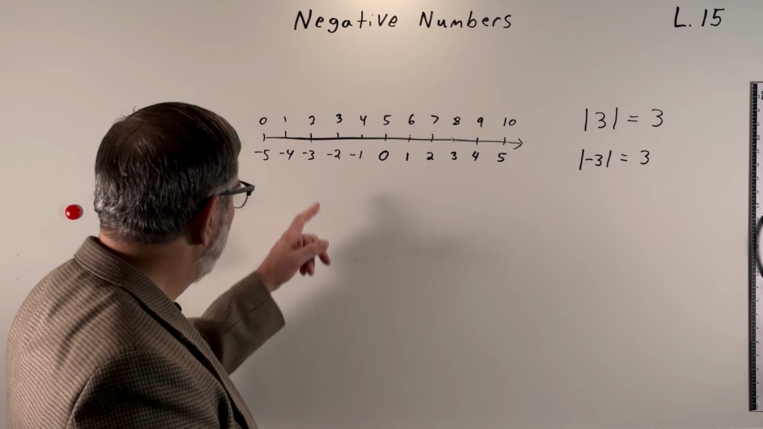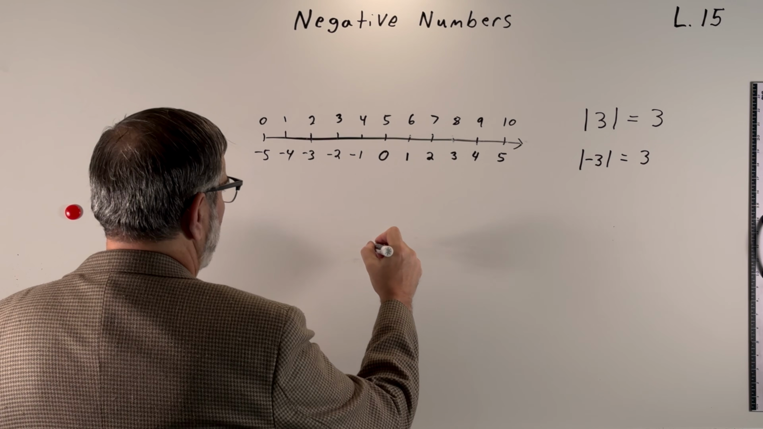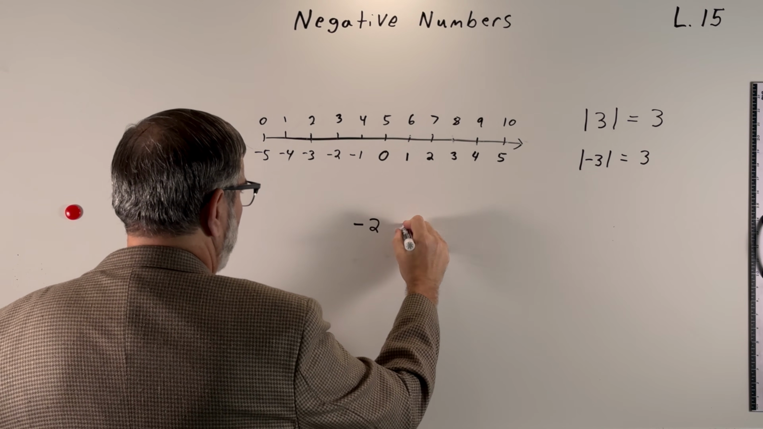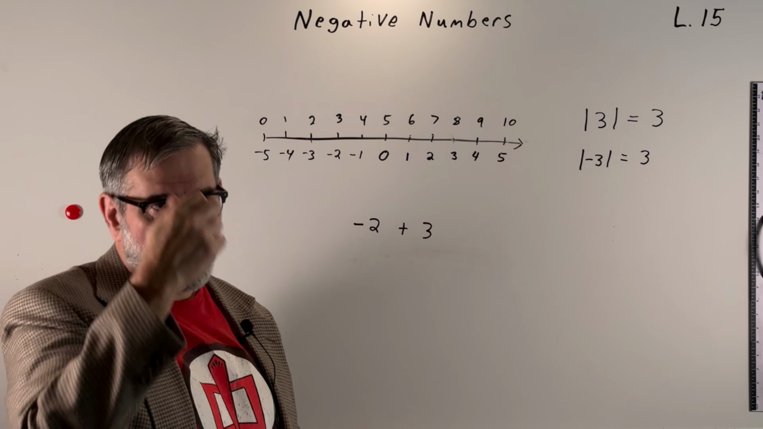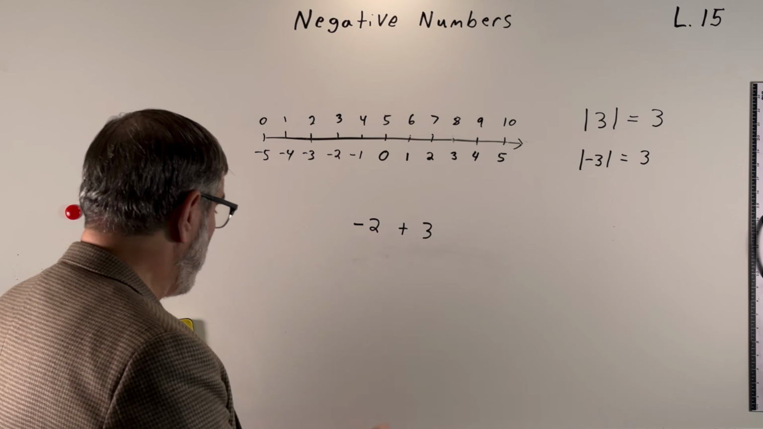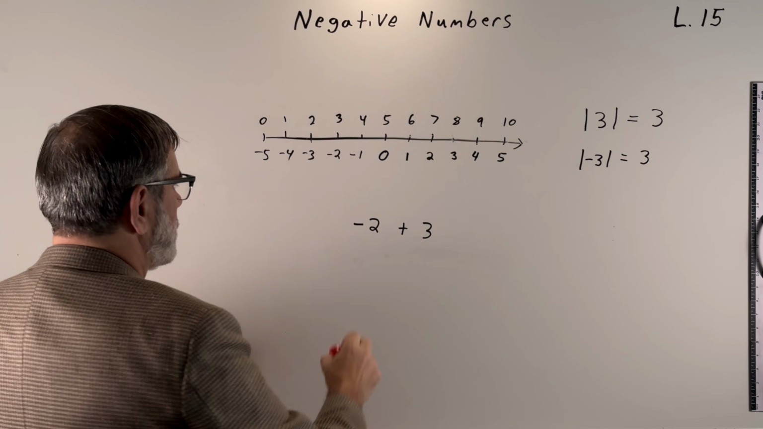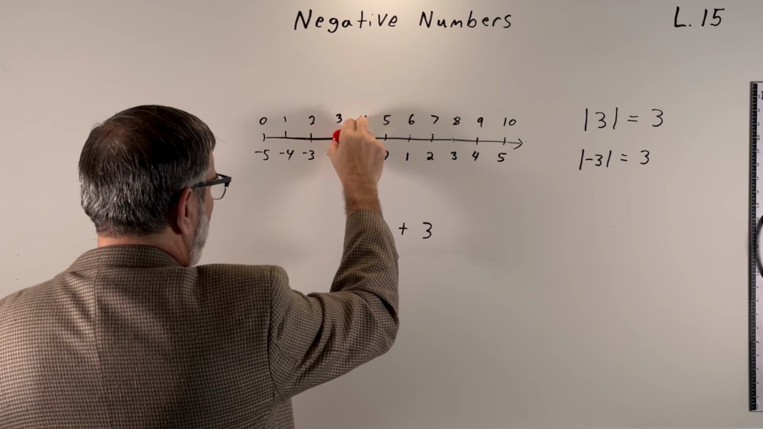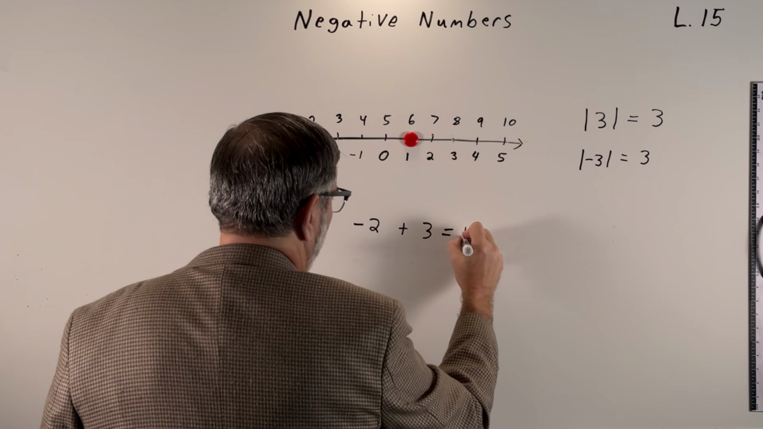Now, I said these are negative numbers. And so how do we interpret something like this? Let's do minus 2 plus 3. Well, that would tell me, if I use the same prescription that I used before, that I should start at minus 2 and move 3 units to the right. 1, 2, 3. And I get to 1.